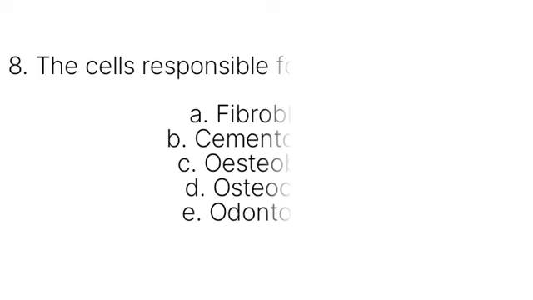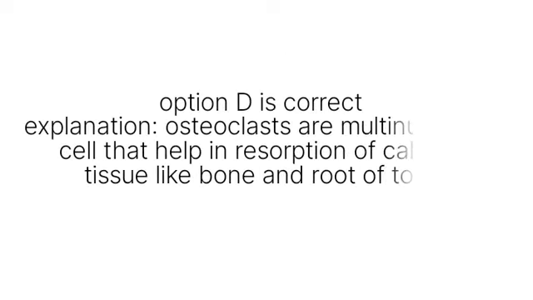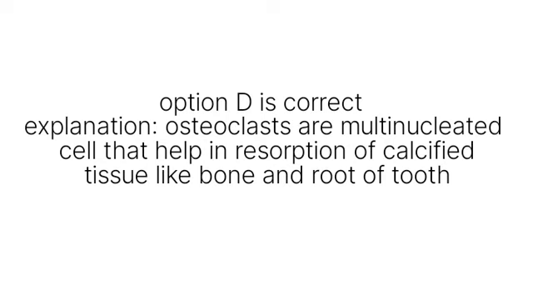8. The cells responsible for root resorption are A. Fibroblasts, B. cementoblasts, C. osteoblasts, D. osteoclasts, E. odontoblast. Option D is correct. Explanation: osteoclasts are multinucleated cells that help in resorption of calcified tissue like bone and root of tooth.